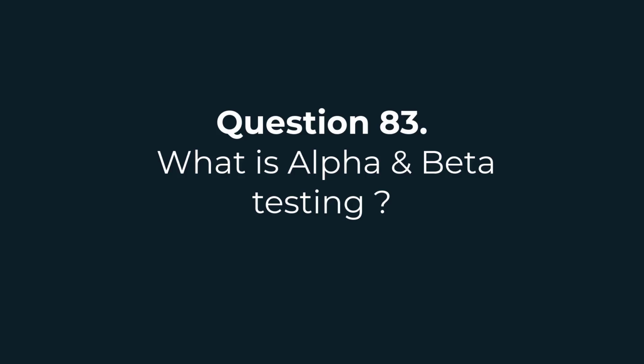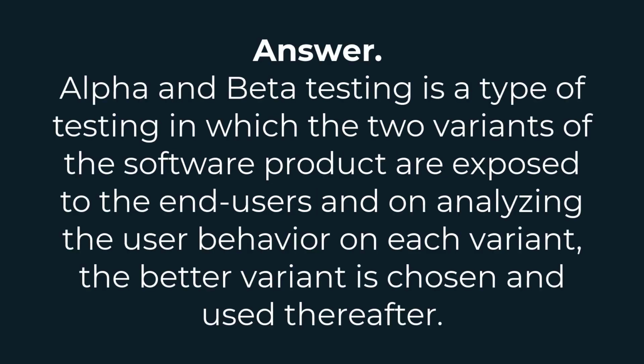Question 83. What is alpha and beta testing? Answer. Alpha and beta testing is a type of testing in which the two variants of the software product are exposed to the end users and on analyzing the user behavior on each variant, the better variant is chosen and used thereafter.